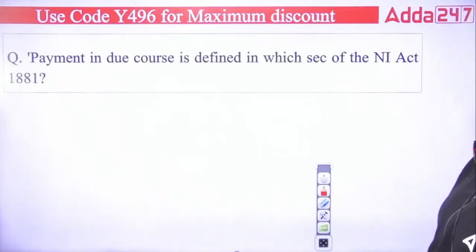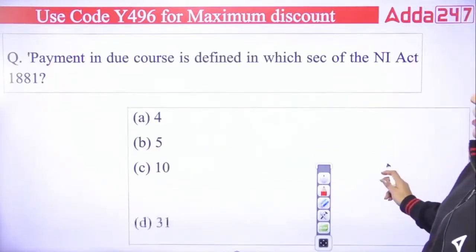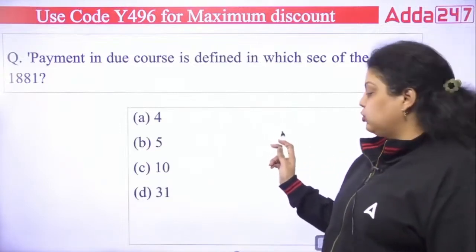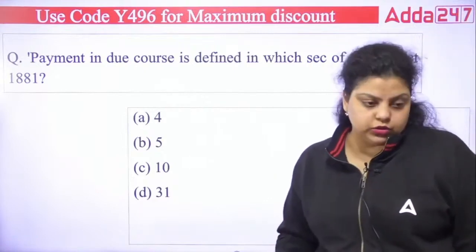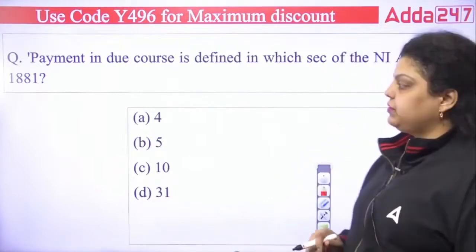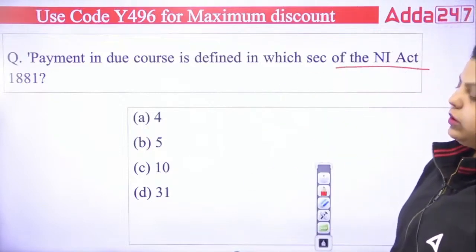Next question. Payment in due course is defined in which section of Negotiable Instrument Act 1881? So we are talking about payment in due course. Due course means within the validity of a check, the payment should be made. It is defined under which section of Negotiable Instrument Act? 4, 5, 10 or 31.